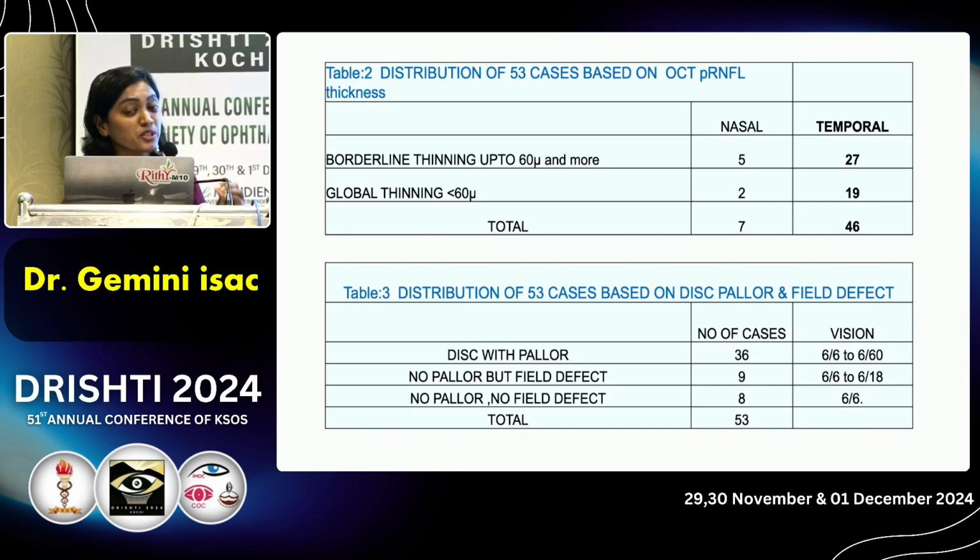This is the distribution based upon the OCT RNFL changes. You can see OCT RNFL also shows temporal thinning more. This means that whether the thinning is borderline or global, it is temporal.